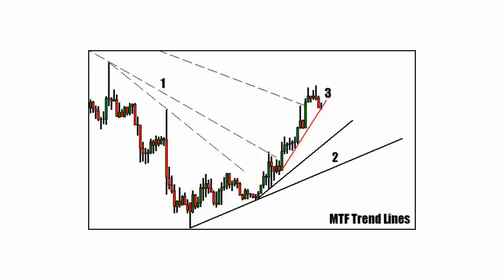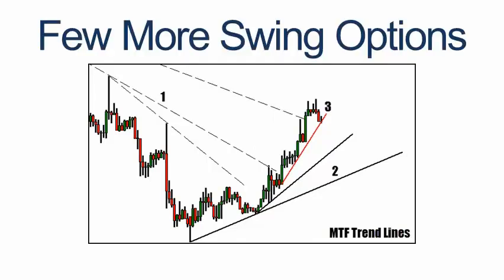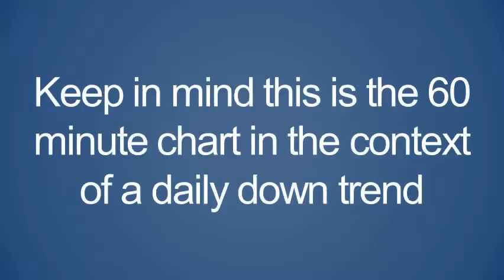Now, drawing lines on the higher time frame charts is simple, as you have fewer swings to deal with. This chart has a daily downtrend using trend lines. It's not seen due to space limitations. And now this is an intraday chart using the 1 hour time frame. You can see we have a few more options as the amount of swings has increased. Now, keep in mind this is a 60-minute chart in the context of a daily downtrend. The daily downtrend has been determined by drawing trend lines over obvious swing highs.